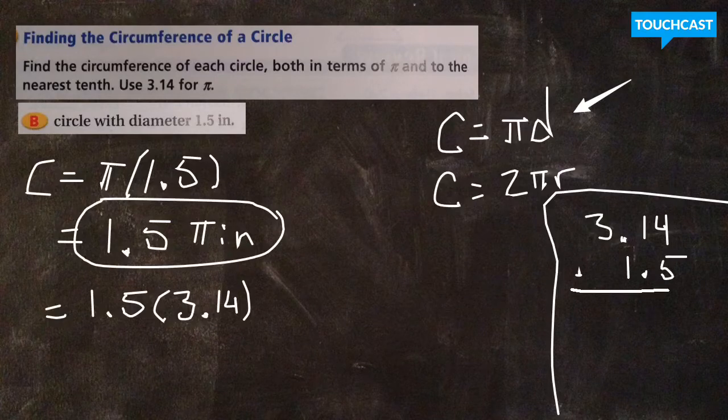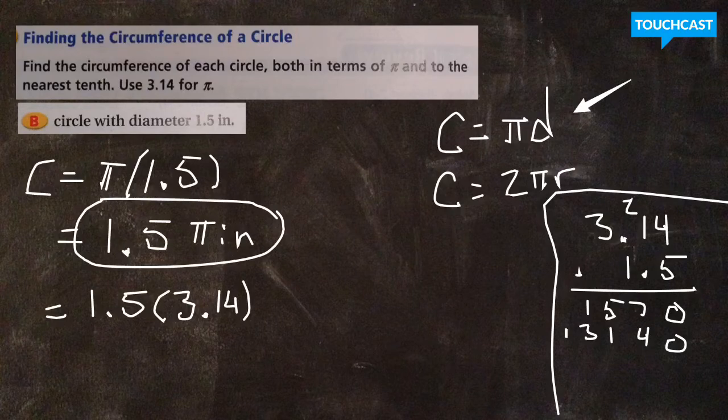1.5. 5 times 4 is 20. We can carry the 2. 5 times 1 is 5. Plus 2 is 7. 5 times 3 is 15. We'll write a 0. 1 times 4 is 4. 1 times 1 is 1. And 1 times 3 is 3. Add these two numbers. 0, 11, carry the 1, 7, 4.